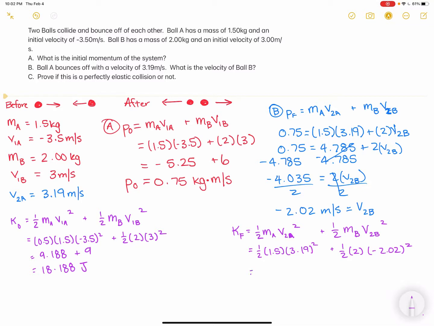Okay, now let's look at this one. Okay, now we finally got there. Do you see that this is not the same as this? That means this is not perfectly elastic because kinetic energy is not conserved.